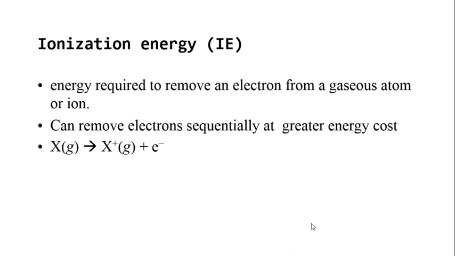First trend we're going to talk about is ionization energy. Ionization energy is the energy required to remove an electron from a gaseous atom or ion. If you remove them sequentially, it costs more and more energy, as we've seen so far in our learning. And this written expression here is the ionization of element X in its gaseous state. Notice just one electron came off. Typically, when we do ionizations, it's going to be one electron at a time.